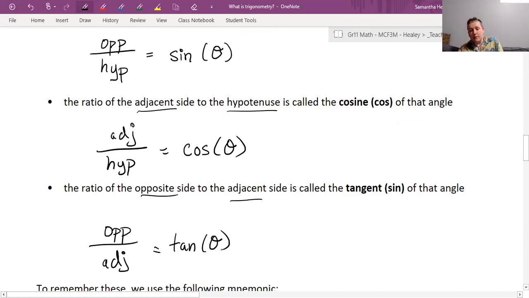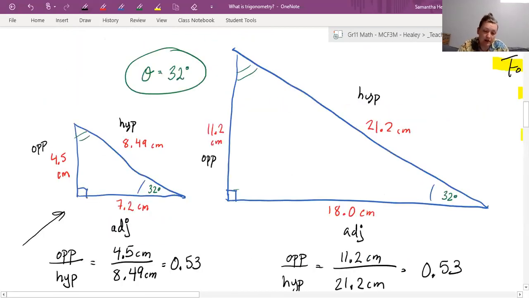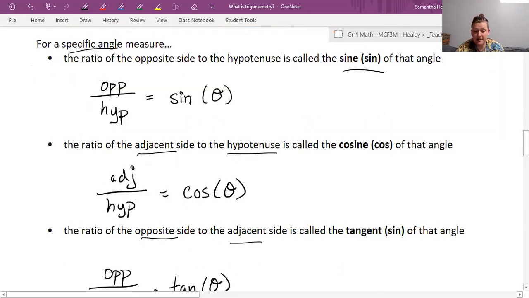In our first example here, actually both examples, we only calculated the ratio between the opposite and the hypotenuse sides, but we could have done any. We could have said, what's the ratio between the adjacent and the hypotenuse? We could have divided the 7.2 by that 8.49. We could have divided that 18 by that 21.2. We could have also compared the opposite and adjacent sides. So it's just different ways of comparing different sets of sides.